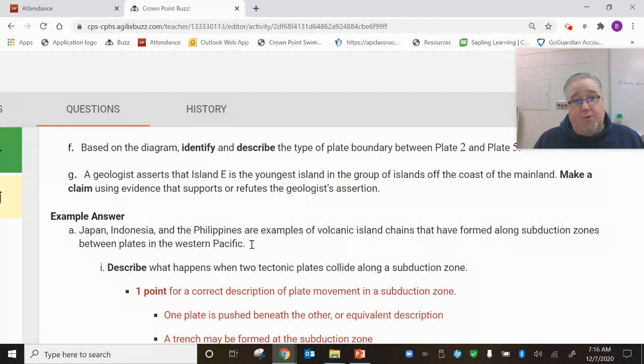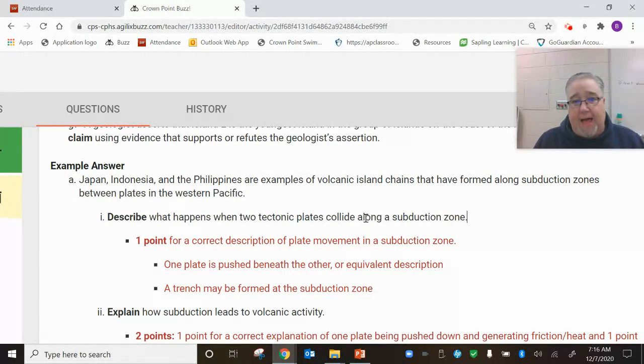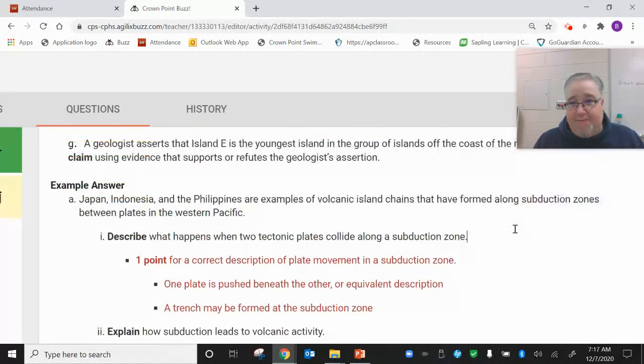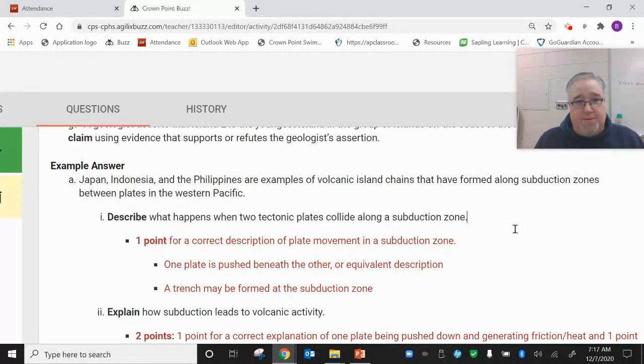It says Japan, Indonesia, and the Philippines are examples of volcanic island chains that have formed along subduction zones between plates in the Western Pacific. Describe what happens when two tectonic plates collide along a subduction zone. When I graded this, I was looking at question A and question B for the most part. The rest I just looked for completion. But one thing I wanted you to tell me was that in a subduction zone, one plate slides under another one. If you told me that, then I pretty much counted that as correct.